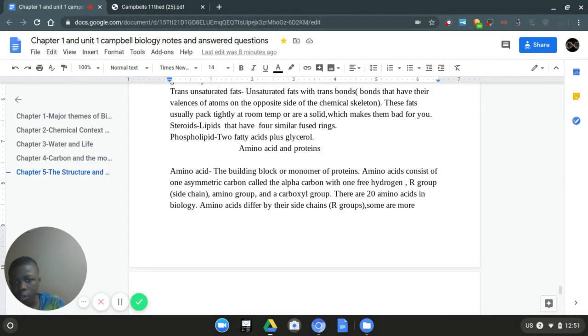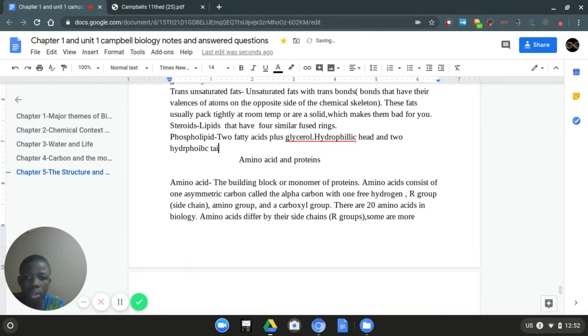A phospholipid is basically two fatty acids plus a glycerol, and so there's a hydrophilic head. I probably should have written that down, but I guess I will. There's a hydrophilic head and two hydrophobic tails. Two hydrophobic. Okay. So yeah, that's basically all you need to know.